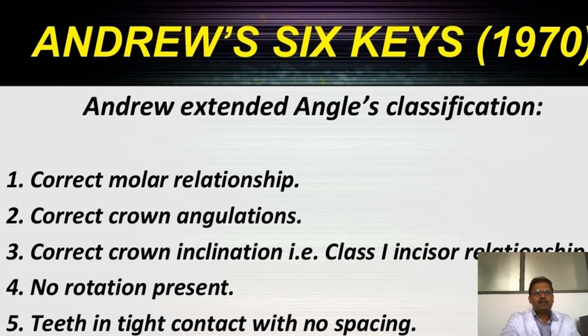Next we will go to Andrews' six keys. Why has Andrews given six keys? This is called the extended Angle's classification. For any malocclusion, he said there should first be the correct molar relationship, then correct crown angulation, correct crown inclination, no rotations present, teeth in tight contact, and the sixth is the Bolton discrepancy.